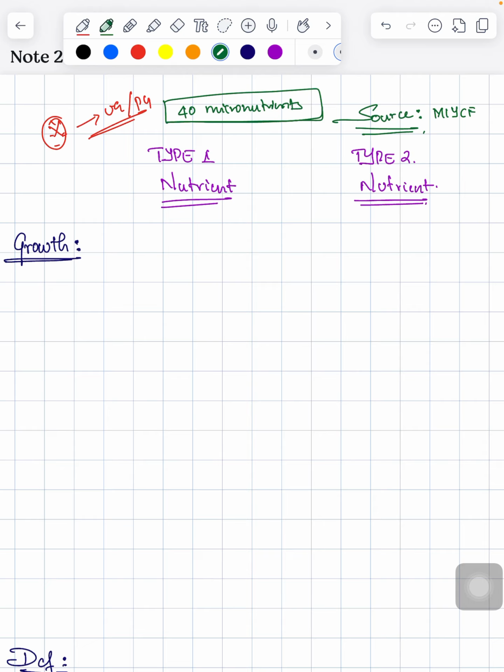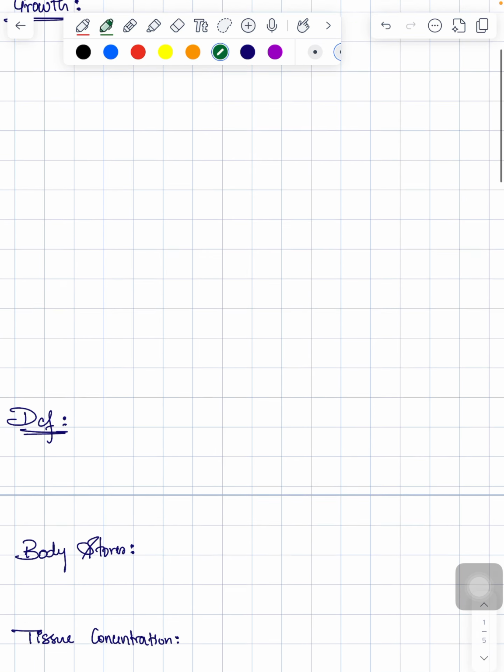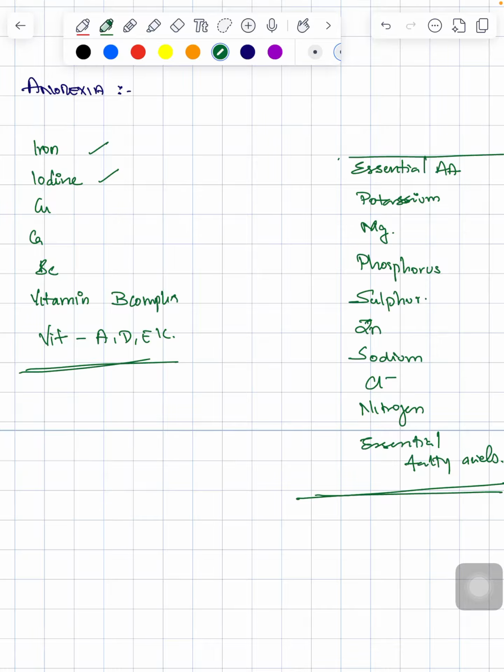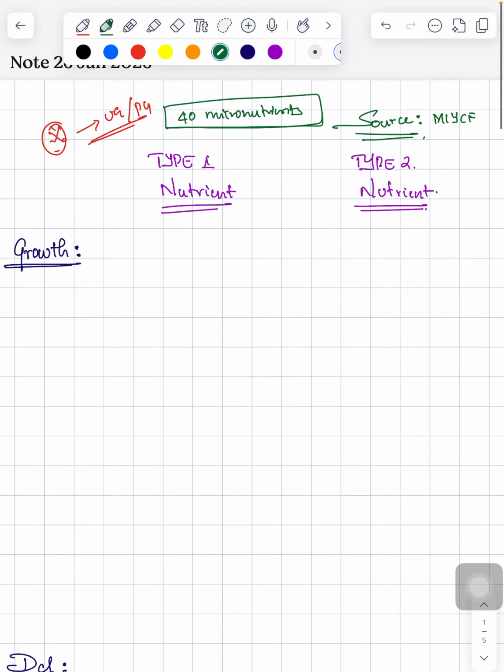Let me take you through an example so that you can easily understand what these type 1 and type 2 nutrients are. Type 1 nutrients are iron, iodine, B complex, and the fat soluble vitamins A, D, E, K. Type 2 nutrients are essential amino acids, essential fatty acids, potassium, magnesium, zinc, chloride, sodium, nitrogen; everything will come under type 2 nutrients. So what will happen when these nutrients are deficient? That is the difference between type 1 and type 2 nutrients that we are going to discuss.